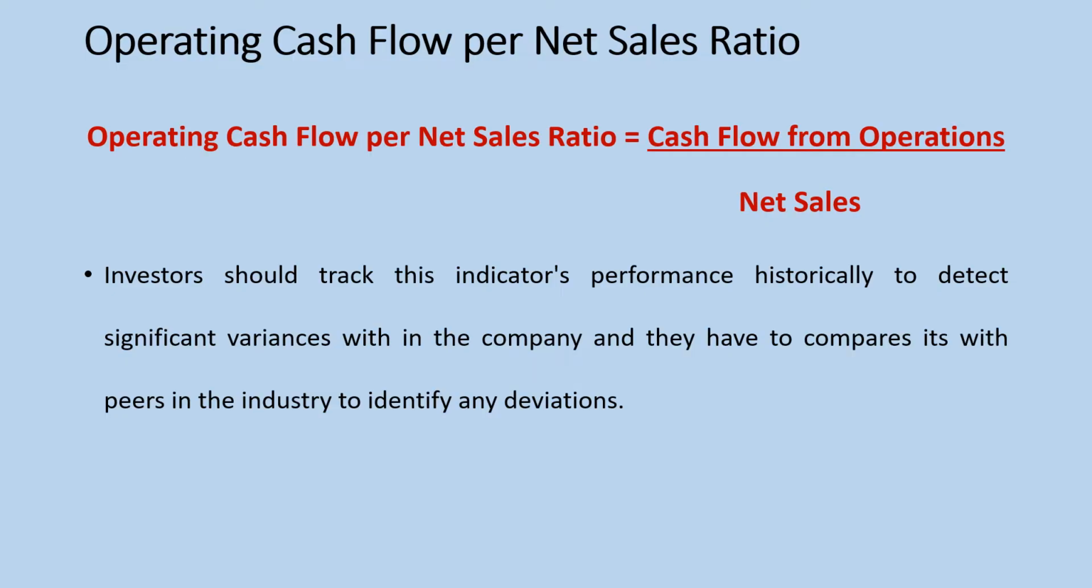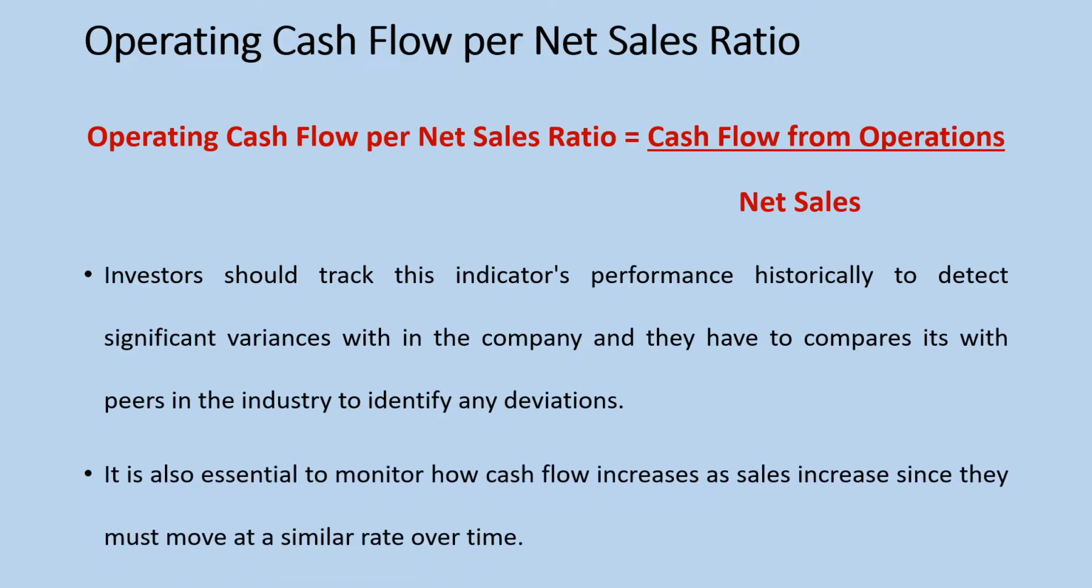It should also be noted that industry and company ratios will vary widely. However, investors should track this indicator's performance historically to detect significant variations within the company, and they have to compare it with peers in the industry to identify any deviations. It is also essential to monitor how cash flow increases as sales increase, since they must move at a similar rate over time.